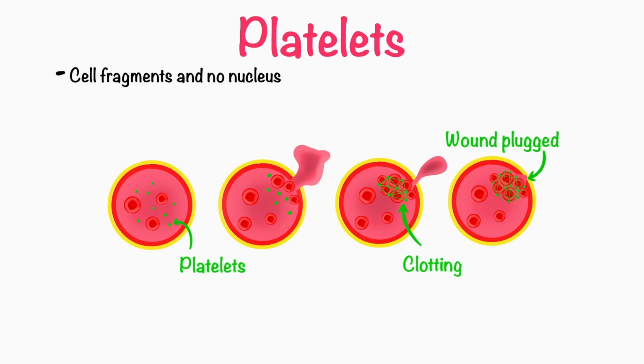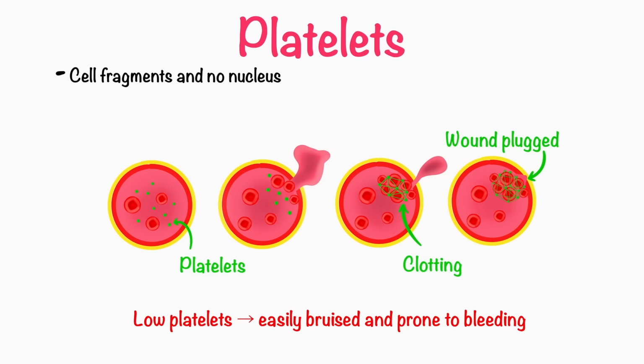Platelets gather at the site of injury and stick together, forming a plug that helps seal the wound. People with low platelet counts may experience excessive bleeding or bruising, highlighting the importance of these tiny cell fragments.